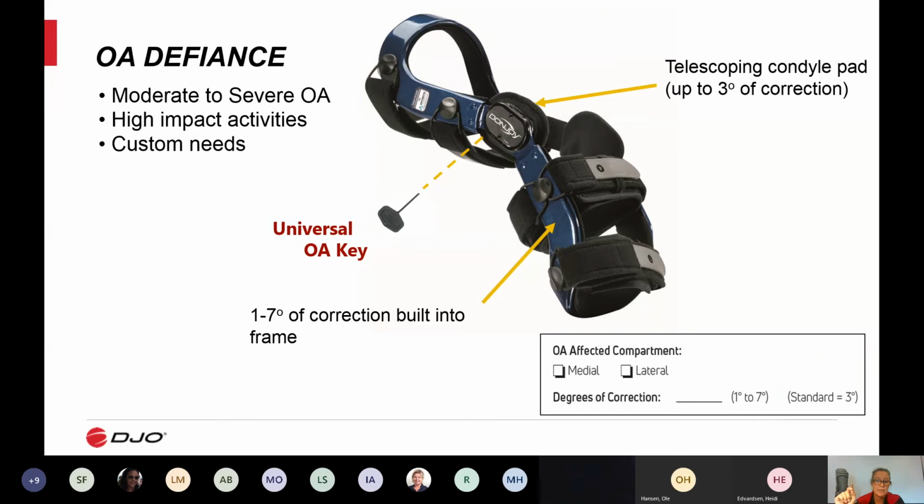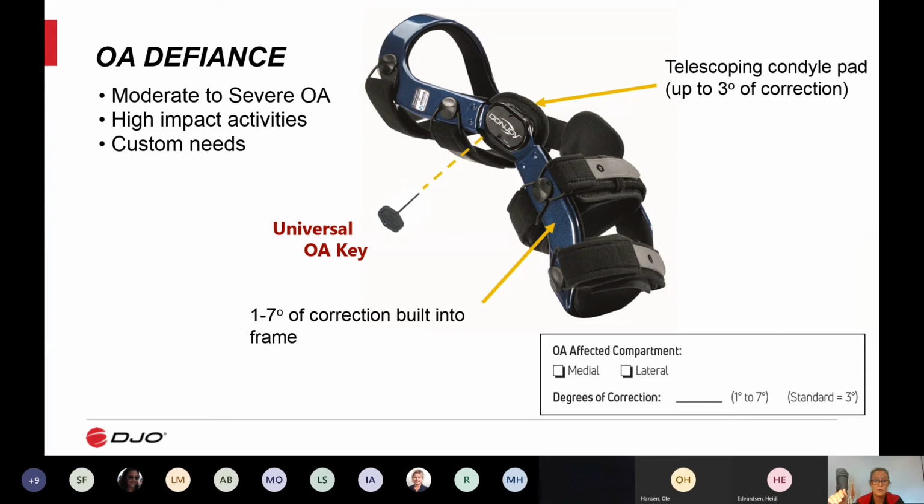And the last brace is, of course, our custom-made OA Defiance, where you can adjust almost everything. The length of the thigh, the length of the calf, the straps, everything can be chosen. And here you put the correction, it's going to be built into the frame. And you also can telescope up to 3 degrees more of correction in the joint.